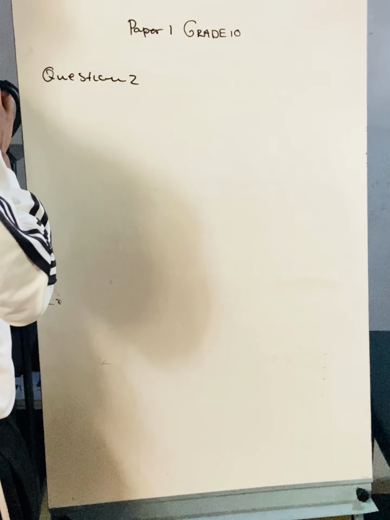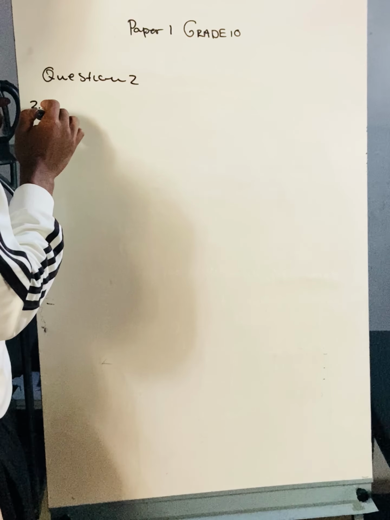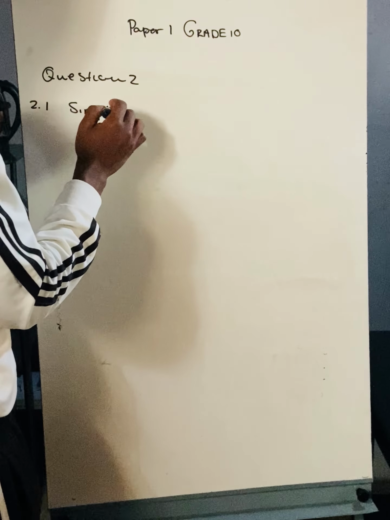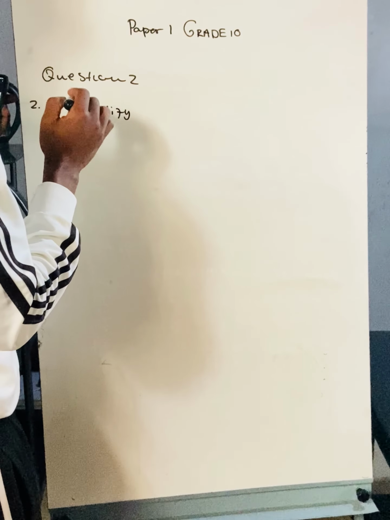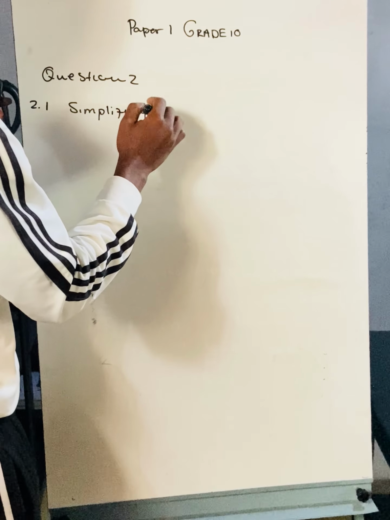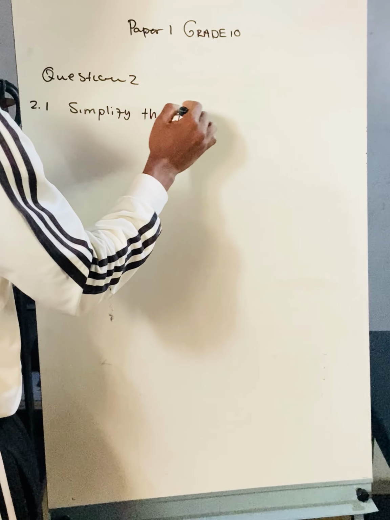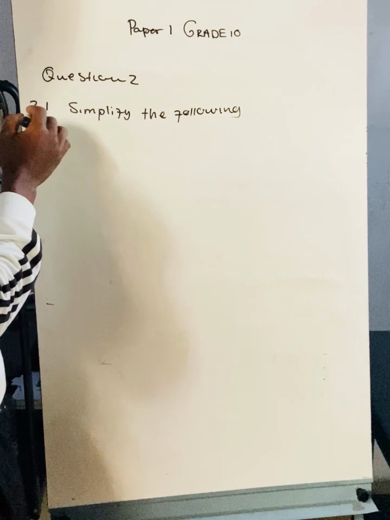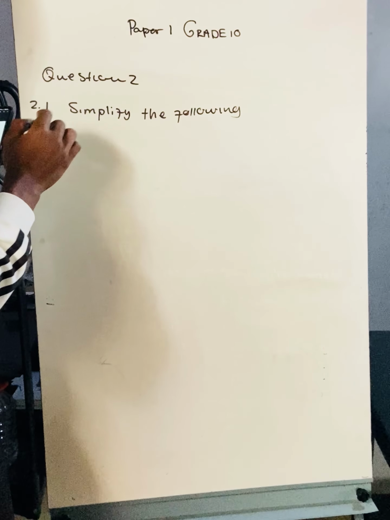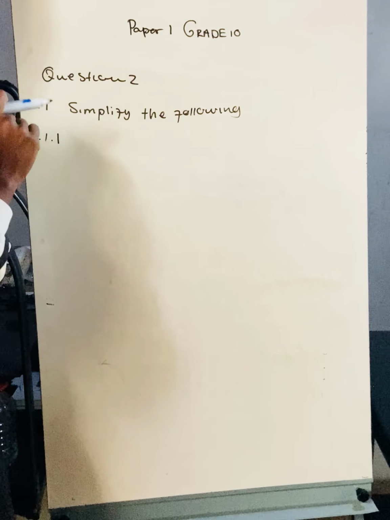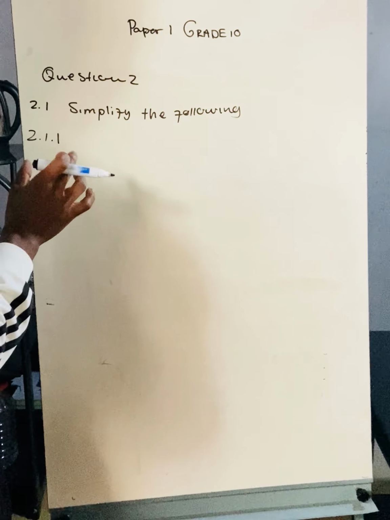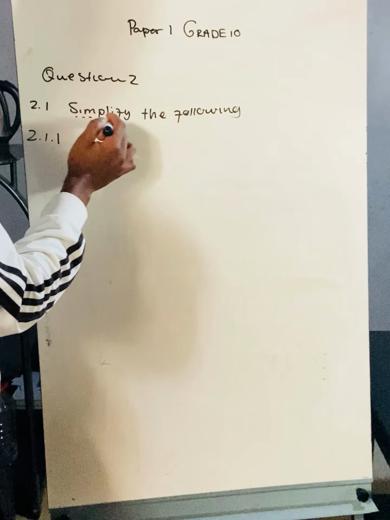Here in question number 2, that's 2.1. Our statement says we must simplify the following completely. So what I said about simplifying, remember Grade 10, to make math easy for you, make sure that you understand the statement. Here the statement says we must simplify.